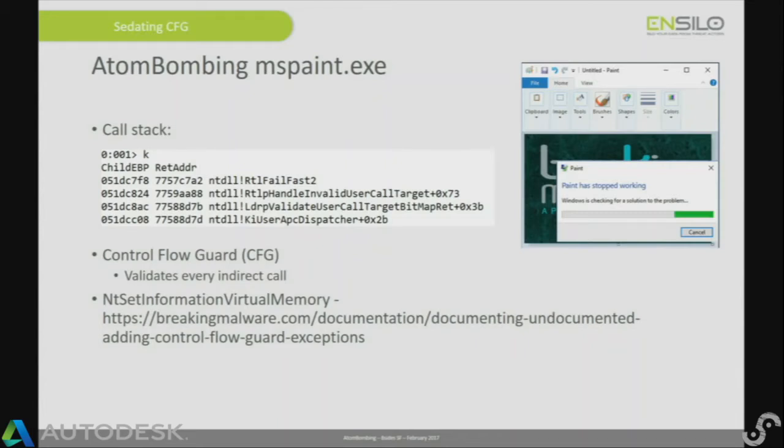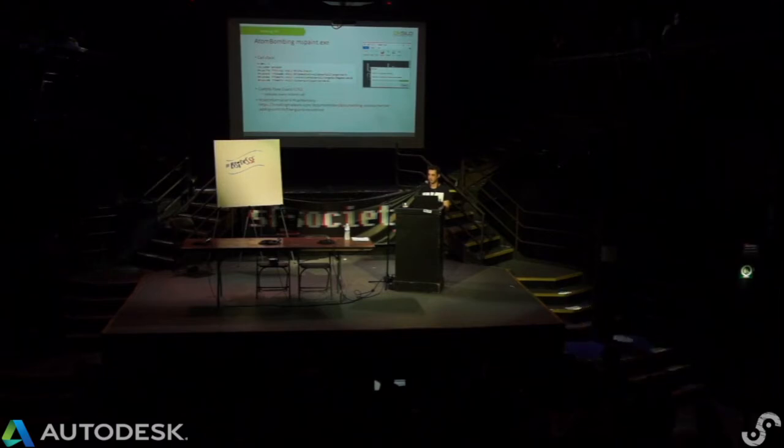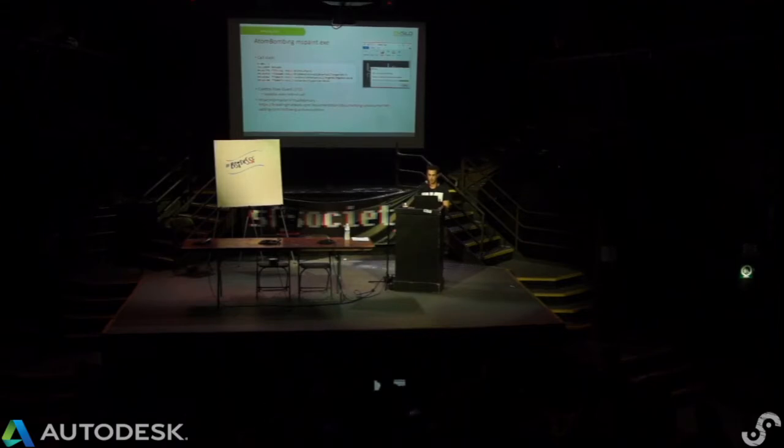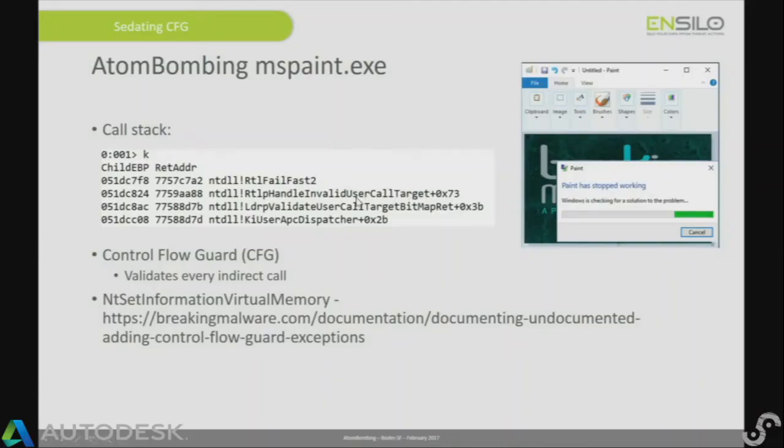Now, as for processes that are protected by Control Flow Guard, of which MS Paint is an example, if we try to inject code into MS Paint, we can see that MS Paint crashes. And if we take a look at the call stack, we can see that what causes the crash is a call to RtlpHandleInvalidUserCallTarget, which is a function that belongs to Control Flow Guard. And basically how Control Flow Guard works, it's a new mitigation technique introduced in Windows 8.1 and Windows 10. And it checks and validates every indirect call and makes sure that the indirect call is made to a valid indirect call target.